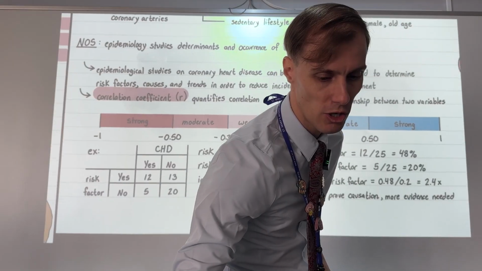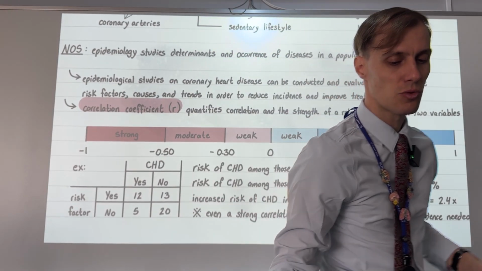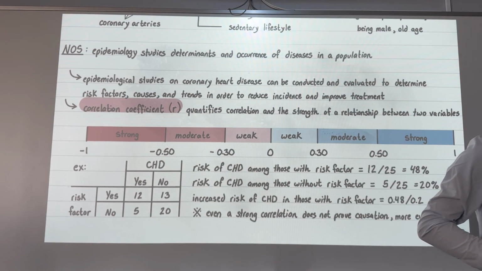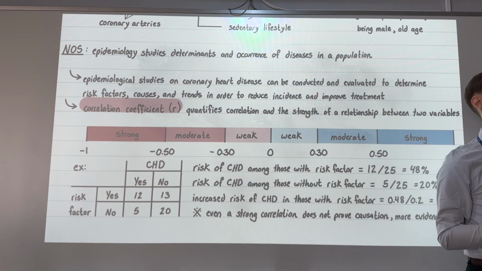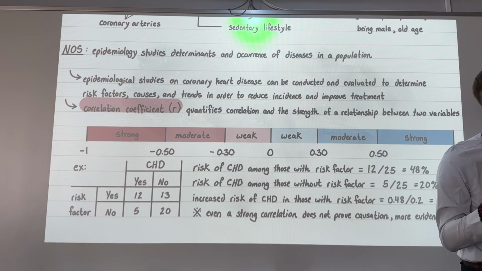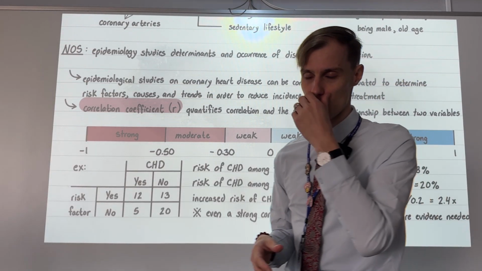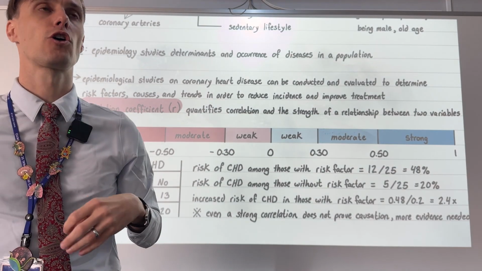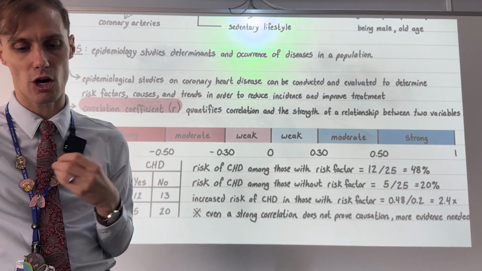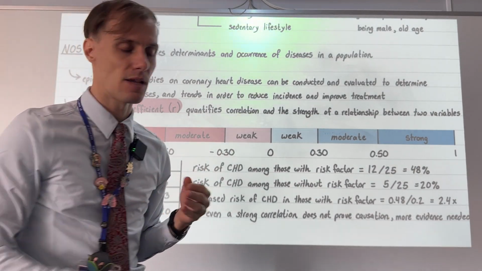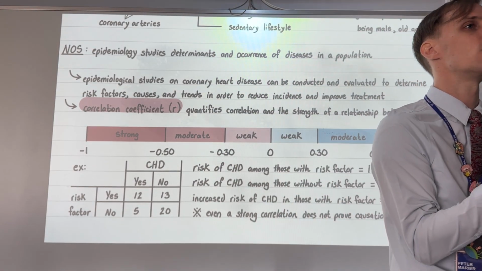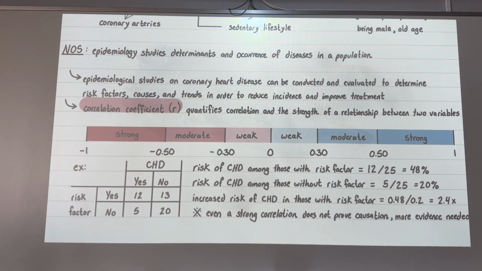Now, I've mentioned earlier the idea that those risk factors are correlated to coronary heart disease. What do I mean by correlation, right? So when two things are correlated, or two variables are correlated with each other, it's effectively a degree of association between two variables.